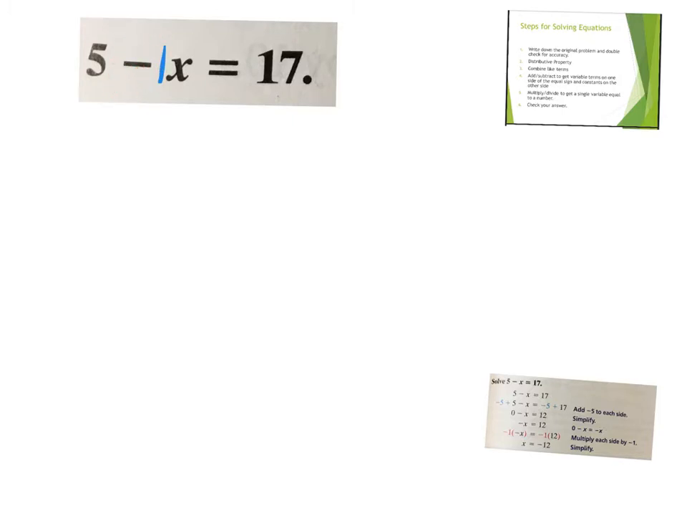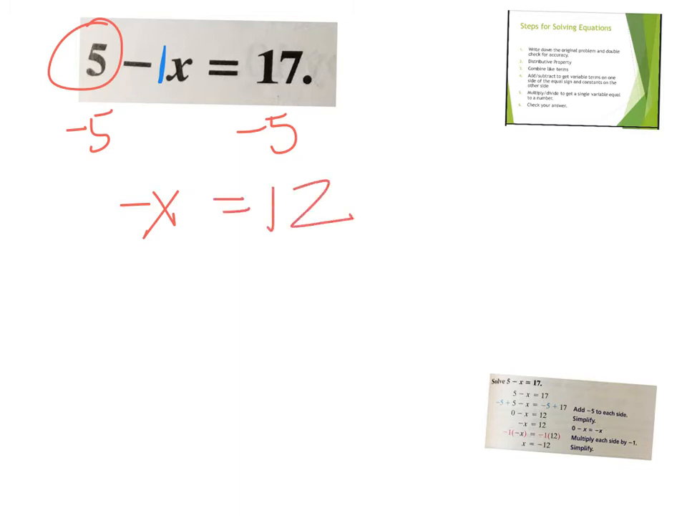So let's see how this problem looks. Obviously it's copied down correctly. There's no distributive property. There's no like terms to combine. So I move on to the idea that I need to subtract that 5 from both sides. Subtract the 5. Again, look in front of the number. There's nothing there. Therefore, I'm going to subtract to get rid of it. Don't lose the negative in front of your x. So negative x, or the opposite of x, equals 12. 17 minus 5 is 12.